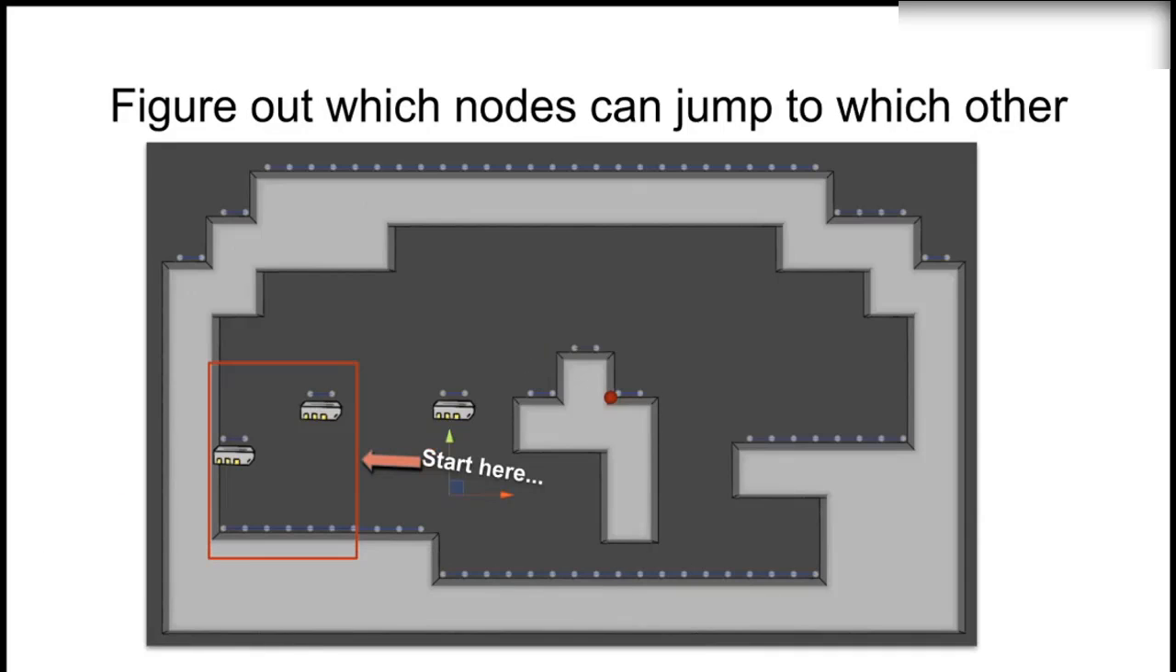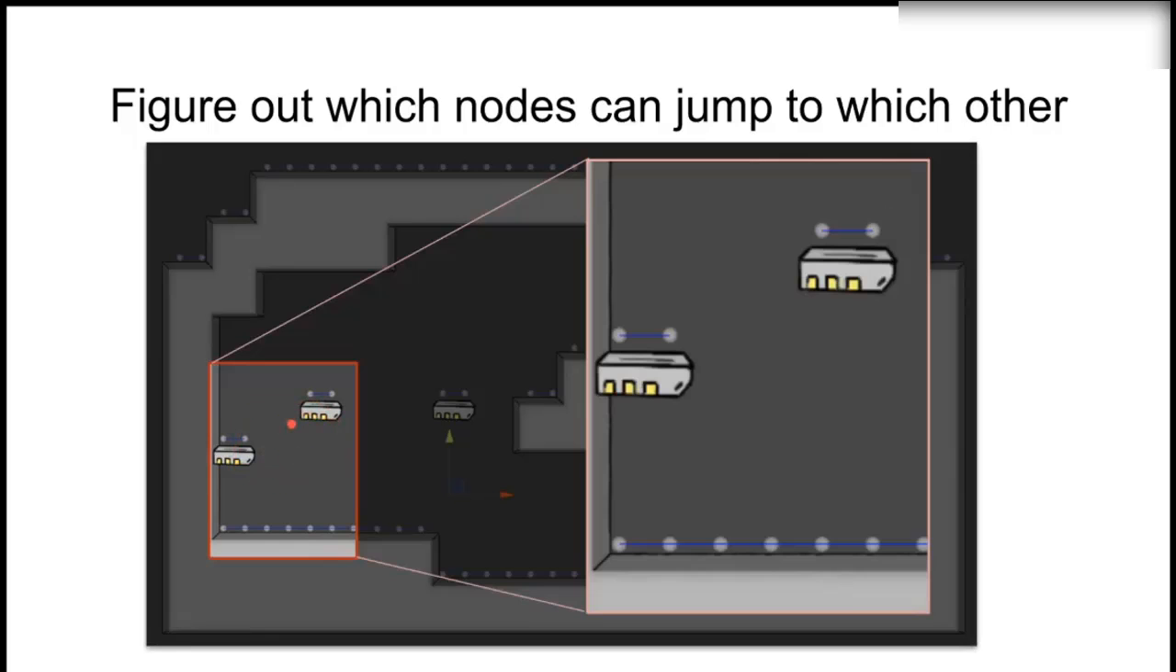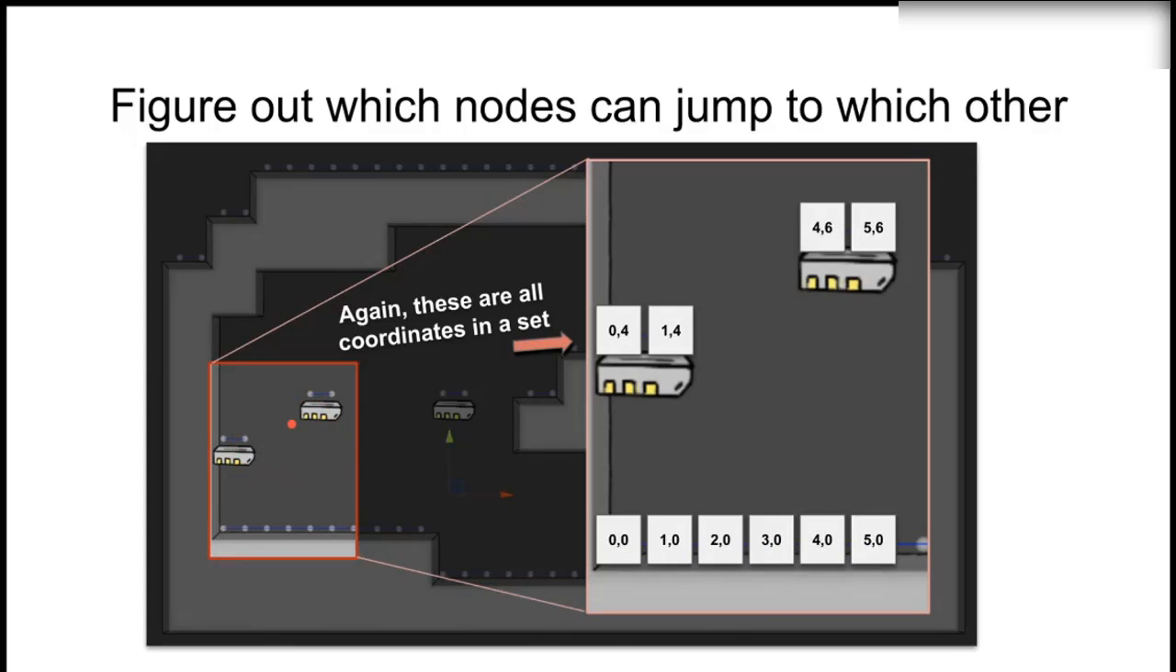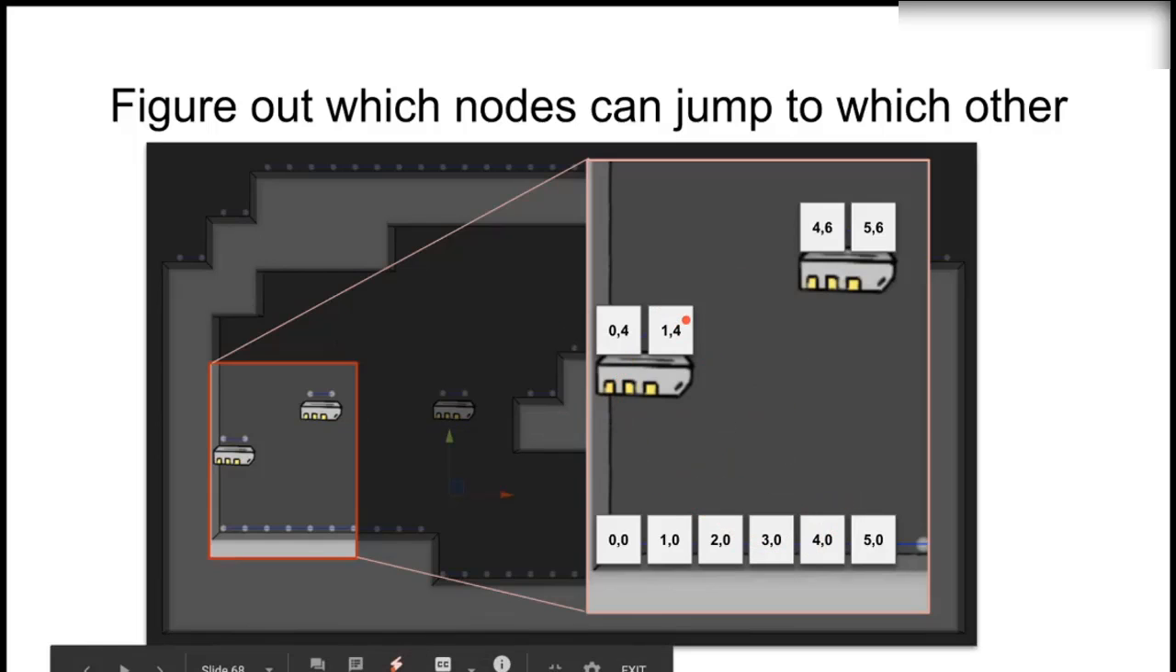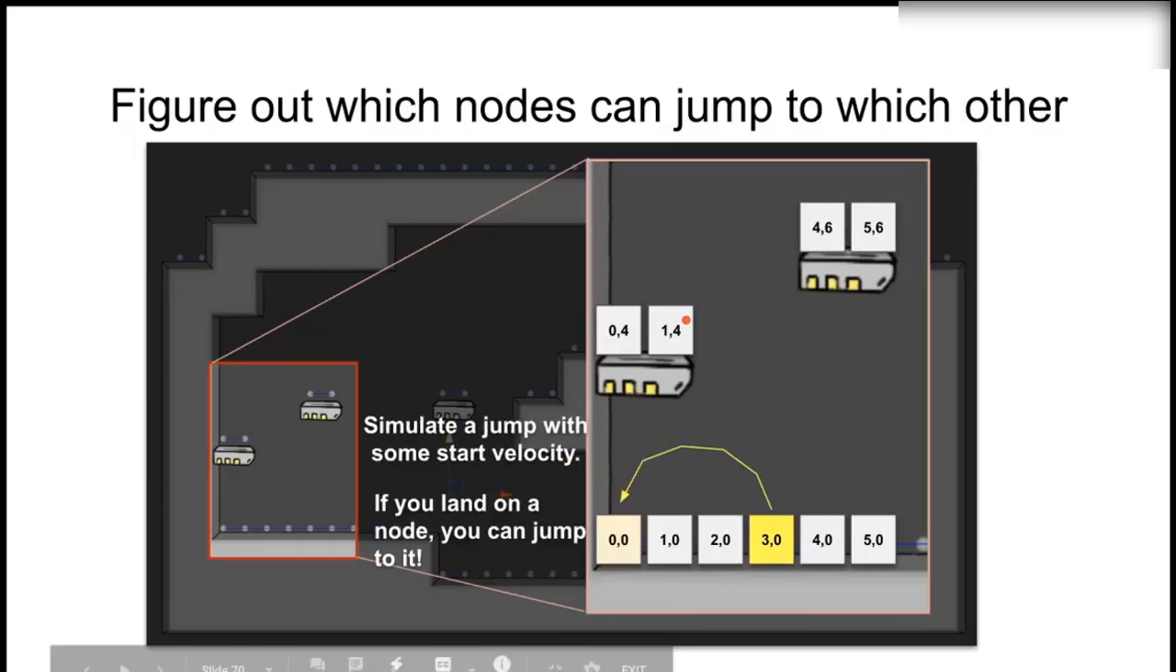Right. So, jump edges themselves, focus in on this section. And remember, these are all just coordinates. So we're just checking how do we connect these abstract coordinates together? And the answer is to pick one and simulate a jump with some velocity.